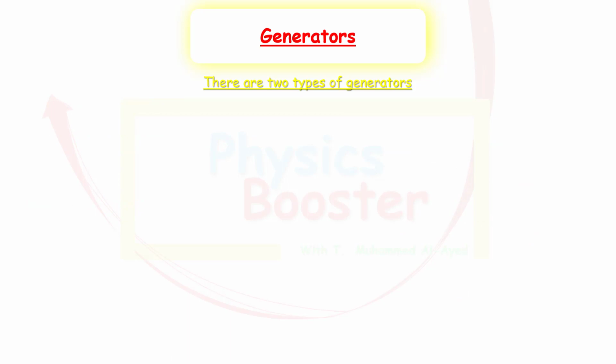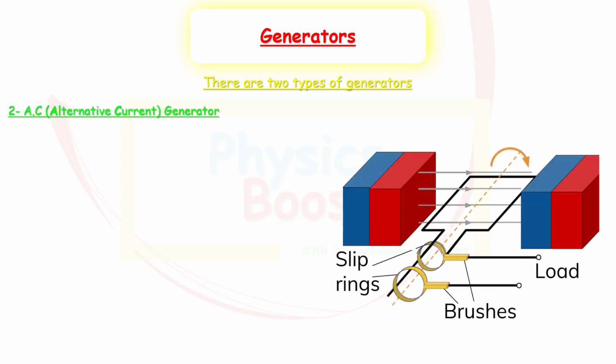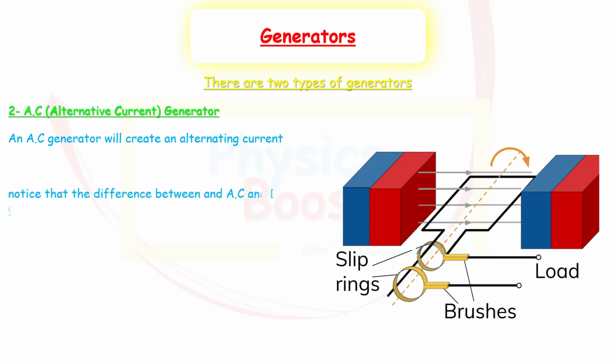But for an alternating current generator, which is the second type of generators, an AC generator will create an alternating current. Notice that the difference between an AC and a DC generator, AC stands for alternating current and DC stands for direct current. The difference between them is the formation of the brushes and the slip rings. Look here. Here we are going to introduce something called slip rings. We introduced brushes before. Now let's look at this simulation. It will really help us understand the difference between these two types of generators.